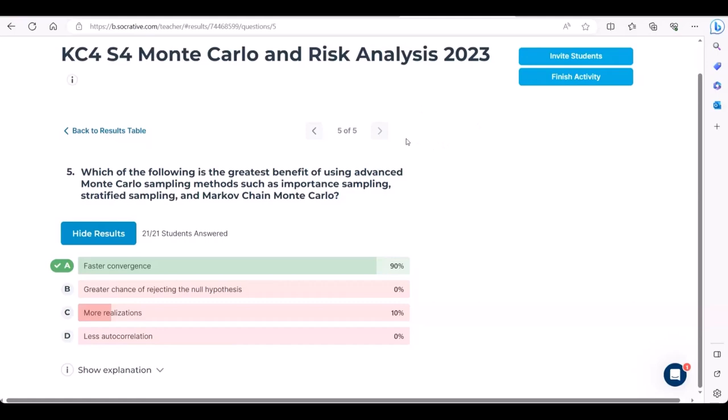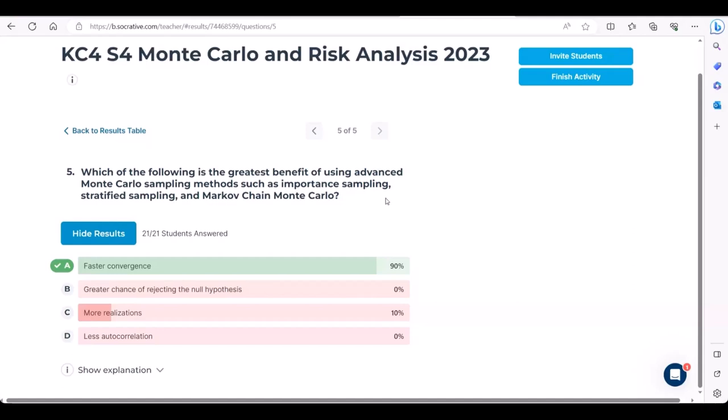And then autocorrelation. So again, autocorrelation is important and is relevant, particularly in the Markov chain Monte Carlo method. But it's not the reason we use it, right? We don't use these methods to try to reduce any sort of autocorrelation because generally in these methods, with the exception of Markov chain, we're doing independent sampling. So the best benefit for these methods is that it runs faster.